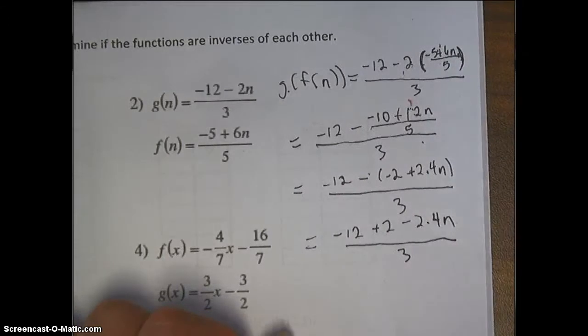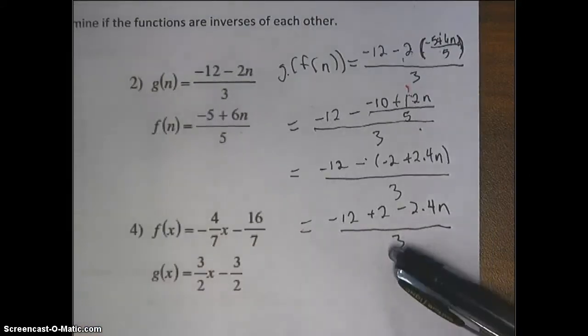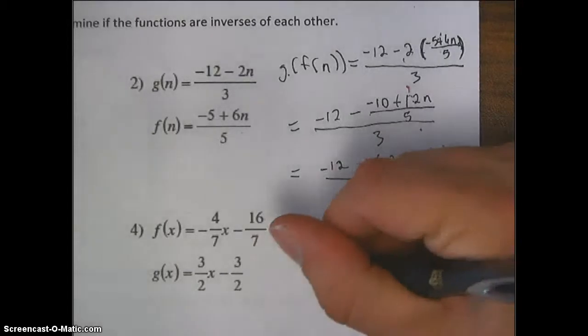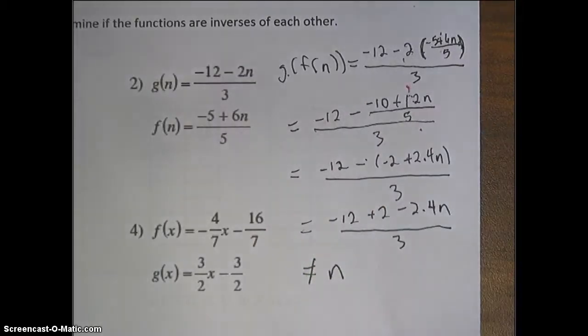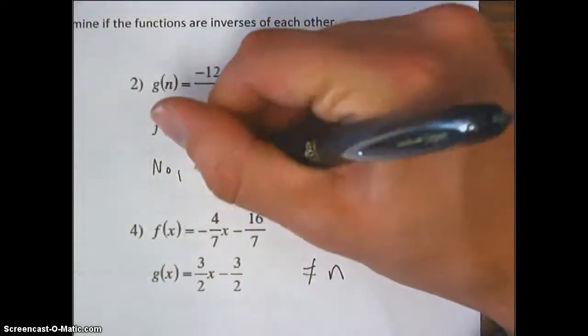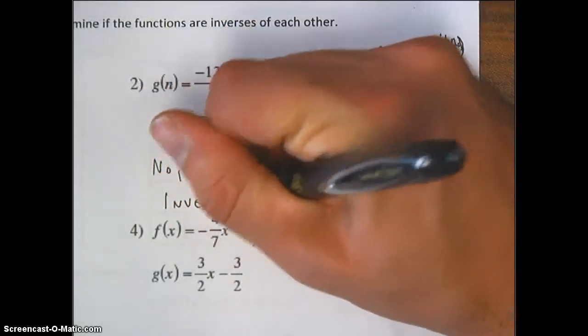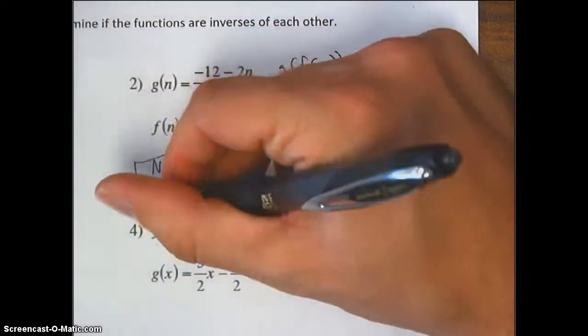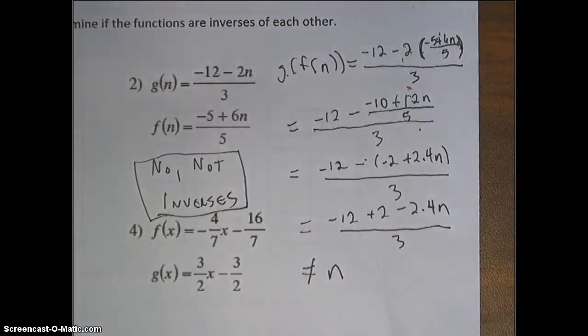At this point, you could probably stop and ask yourself the question, all right, we've done a lot of algebra here, but does it simplify to just n? Is the n going to be by itself after I do all this algebra? And hopefully you can clearly see at this point that no, these things do not equal n. It's not going to simplify to n. So don't forget to answer the question. No, they are not inverses. That's the important stuff there.